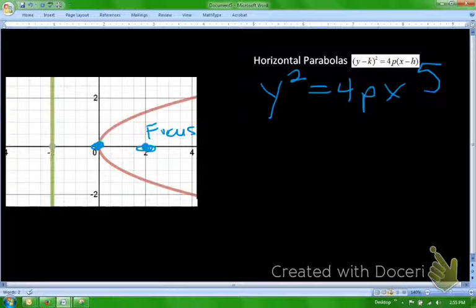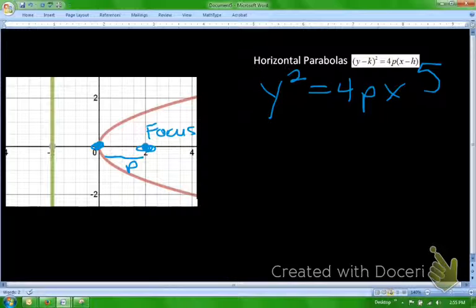Move that around a little bit. Sorry about that, the focus. Notice the focus is p units away from the vertex. But this parabola is opening up to the right, so some things have changed, like our axis of symmetry is now running horizontally.